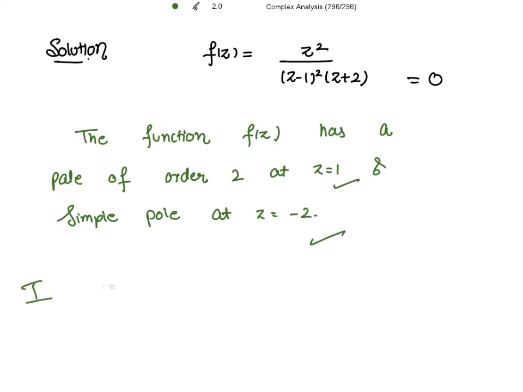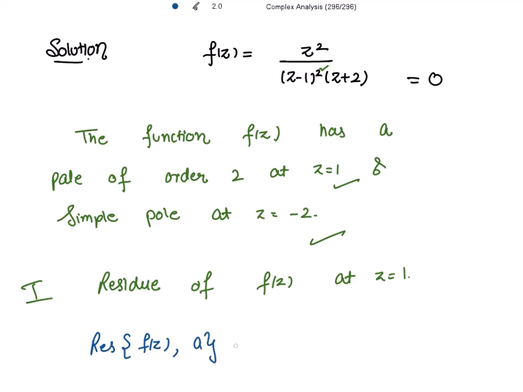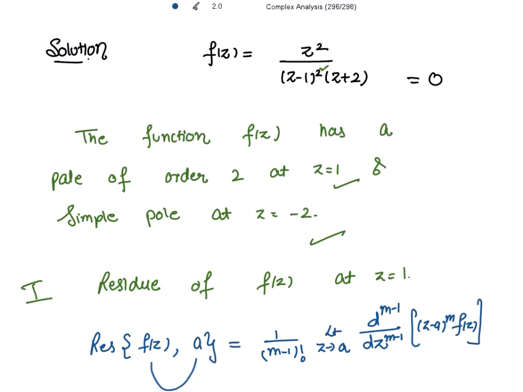So first calculating the residue of f(z) at z equal to 1. So what is the formula for that? The residue of f(z) at z equal to a is equal to 1 divided by (m minus 1) factorial, limit z tending to a, (m minus 1)th derivative of (z minus a) to the power m into f(z). This is the formula for calculating the residue at the point z equal to a.